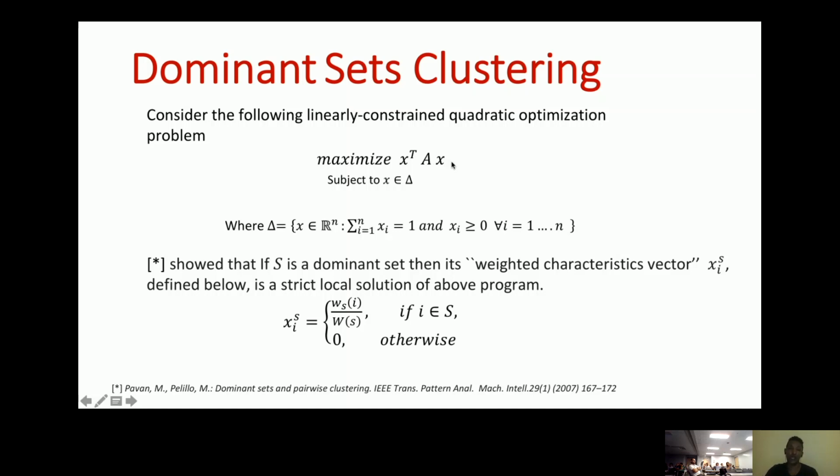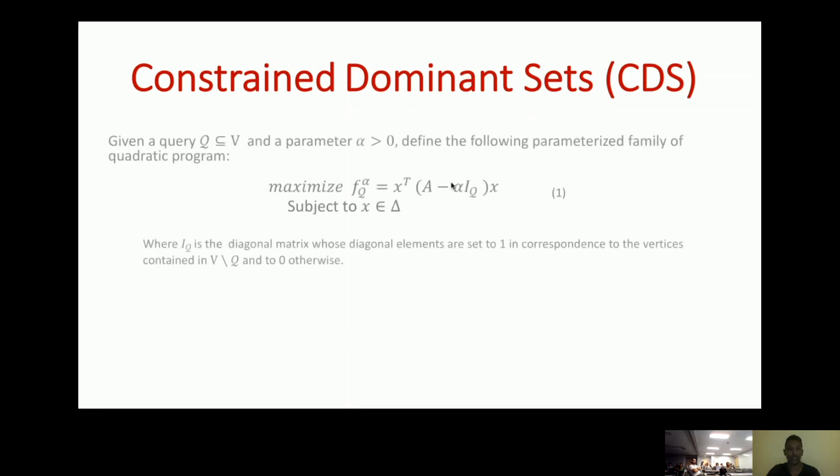By doing so, we transform this combinatorial problem into a linearly constrained quadratic optimization. The other variant of dominant set is constrained dominant set. In this case, the user specifies a query or a constraint and forces the clustering process to contain this constraint or query in the solution cluster.